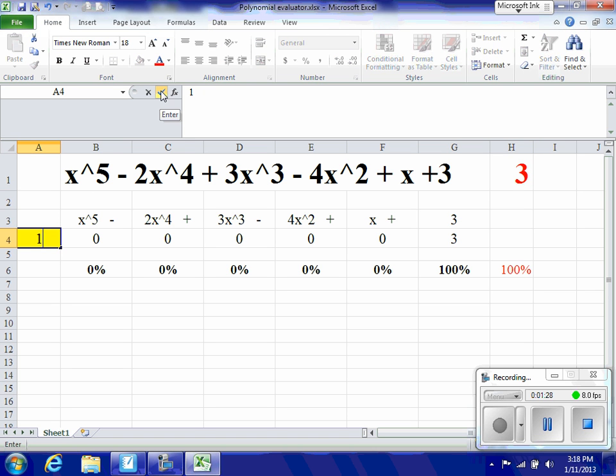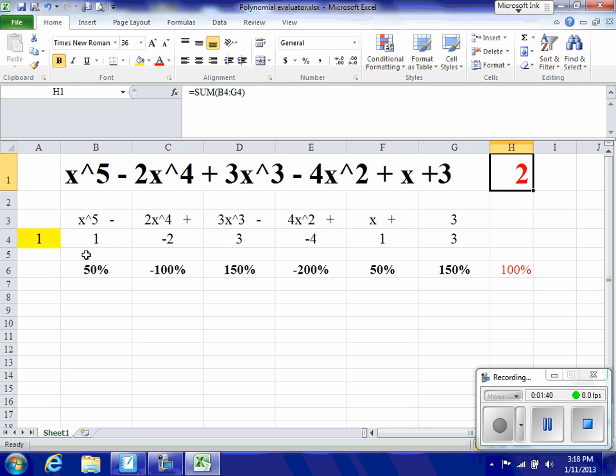So I'm starting to move along my x-axis towards the positive, and I start to get some numbers here. And I can still see, well, first of all, it evaluates to 2. And my x to the fifth accounts for 50% of that. My minus 2x to the fourth takes away 100% of it. My 3x to the third represents 150% of it, and so on.